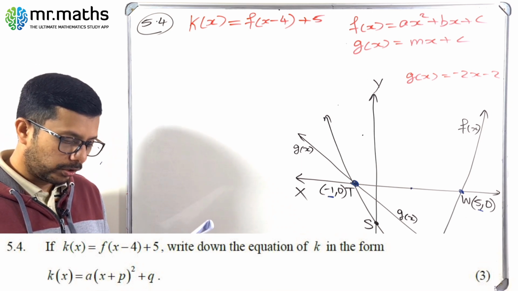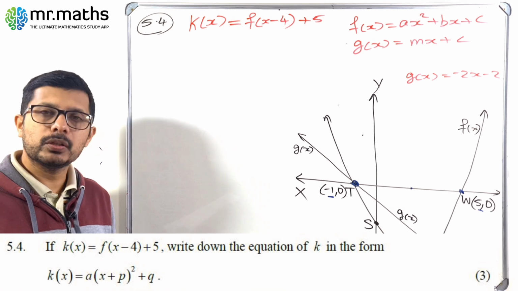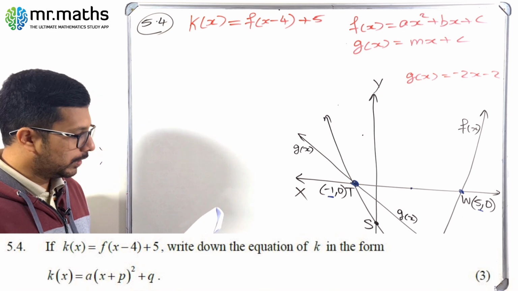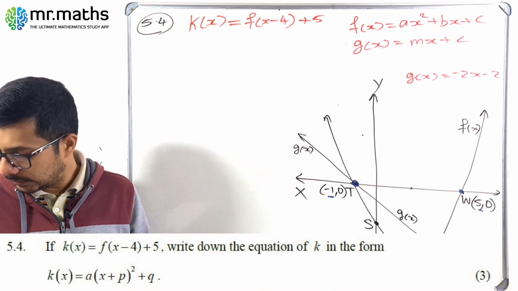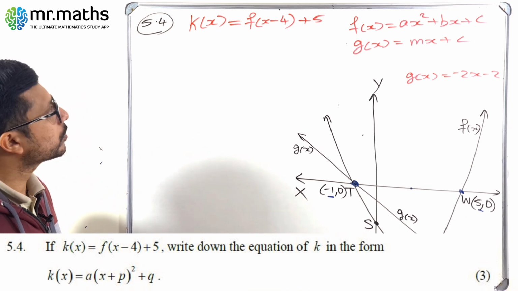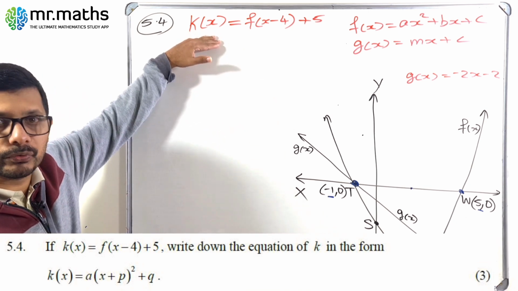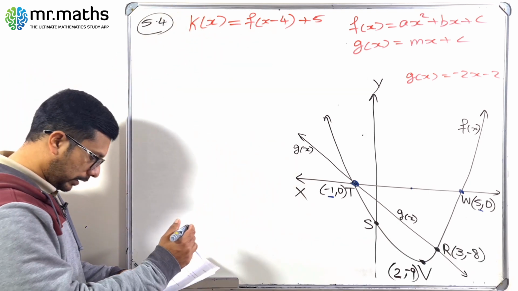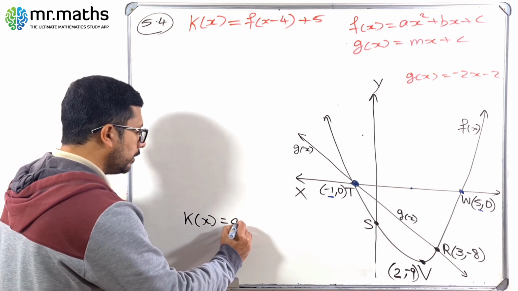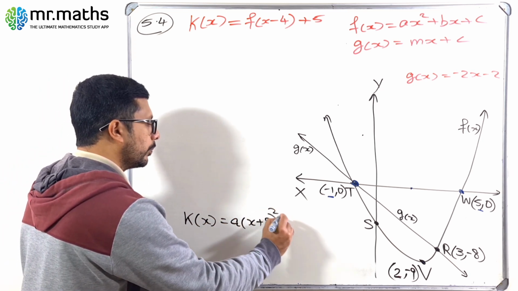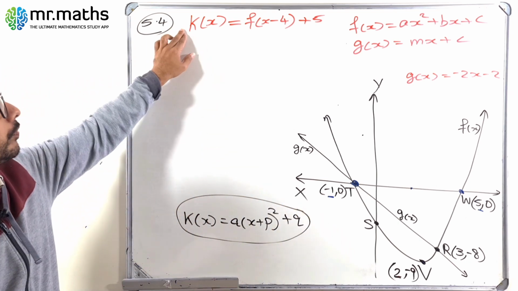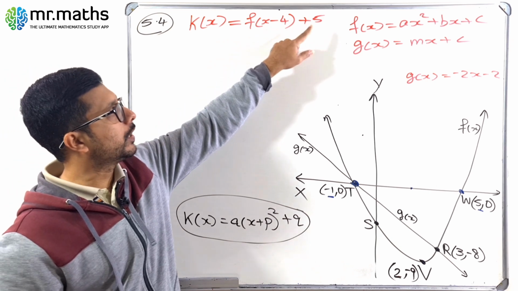Write down the equation of k of x in the form of a(x + b)² + q. In that format you have to write the equation of k of x. So now look at our given equation. Anyway, we have to write the equation of k of x in that format. What is the format? k of x is equal to a(x + b)² + q. In this format you want the answer. And what is our k of x? k of x is given as f of (x - 4) + 5.